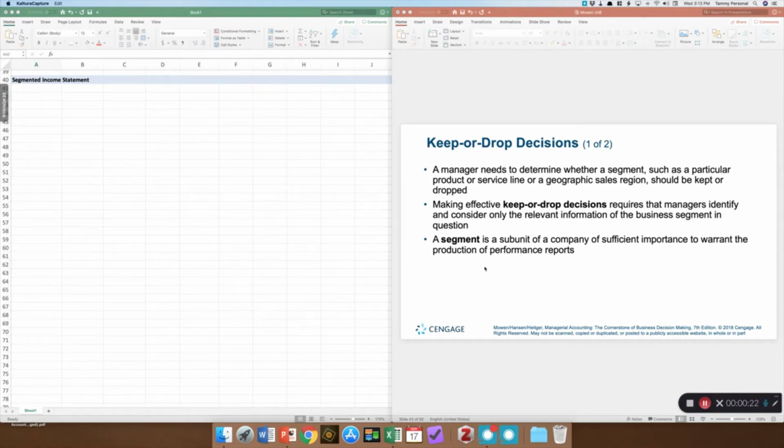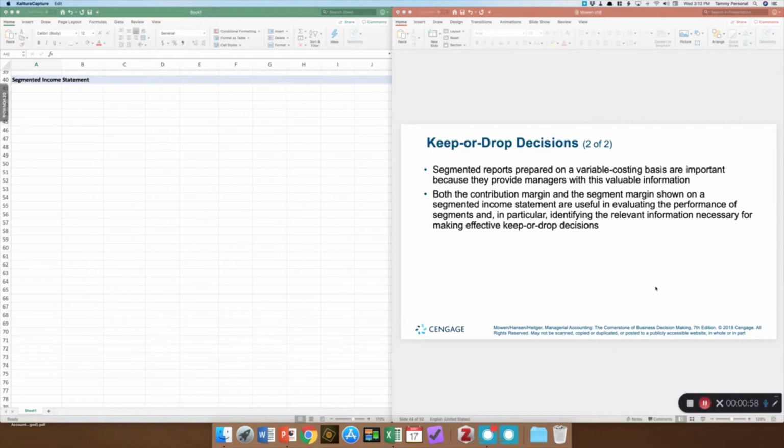Okay. So first of all, we have some vocabulary. The question of what is a segment. A segment is a subunit of a company of sufficient importance to warrant the production of performance reports. So it's really, a segment is sort of defined by your ability to track it separately from other things. And just like with make or buy decisions, we're looking at relevant cost information, relevant information for the business segments that we're looking at.